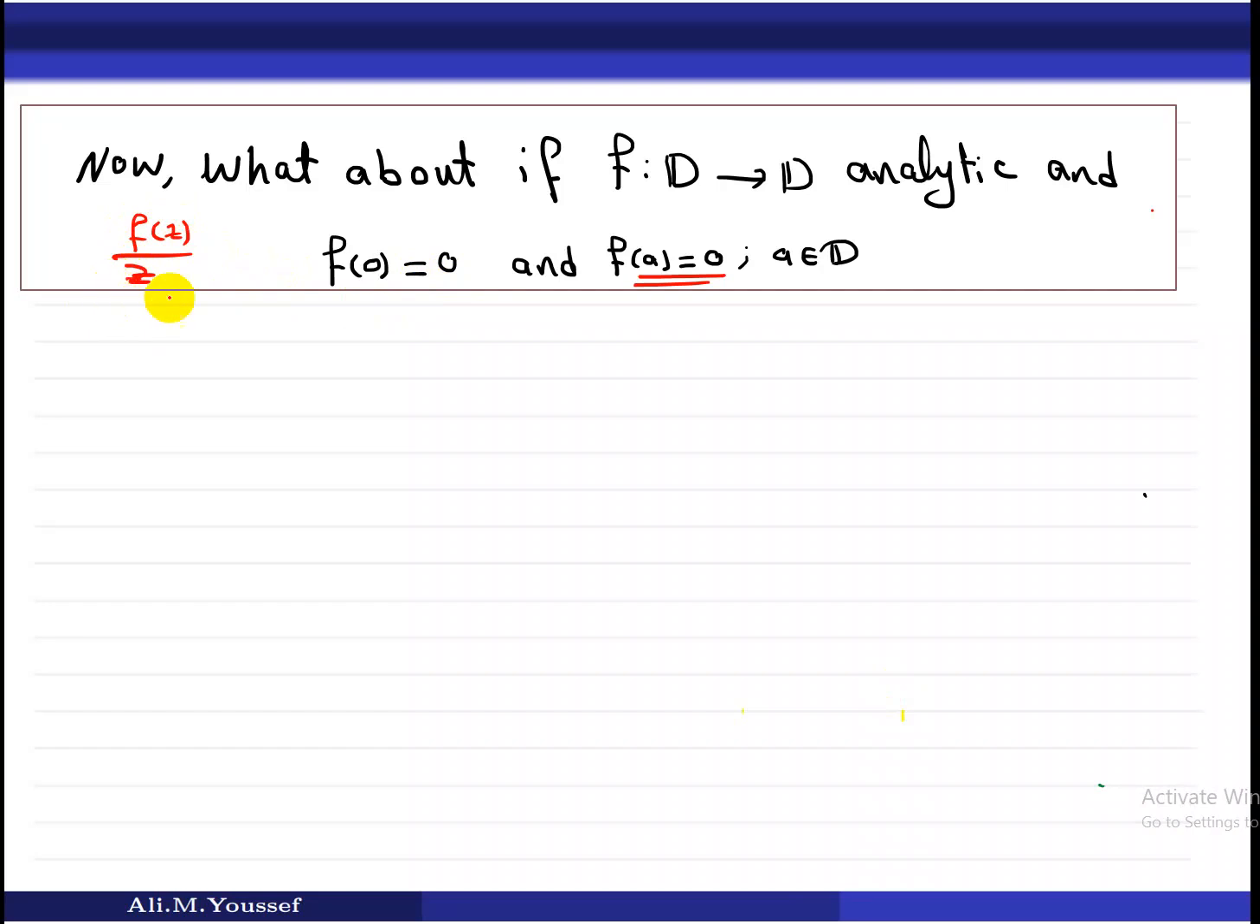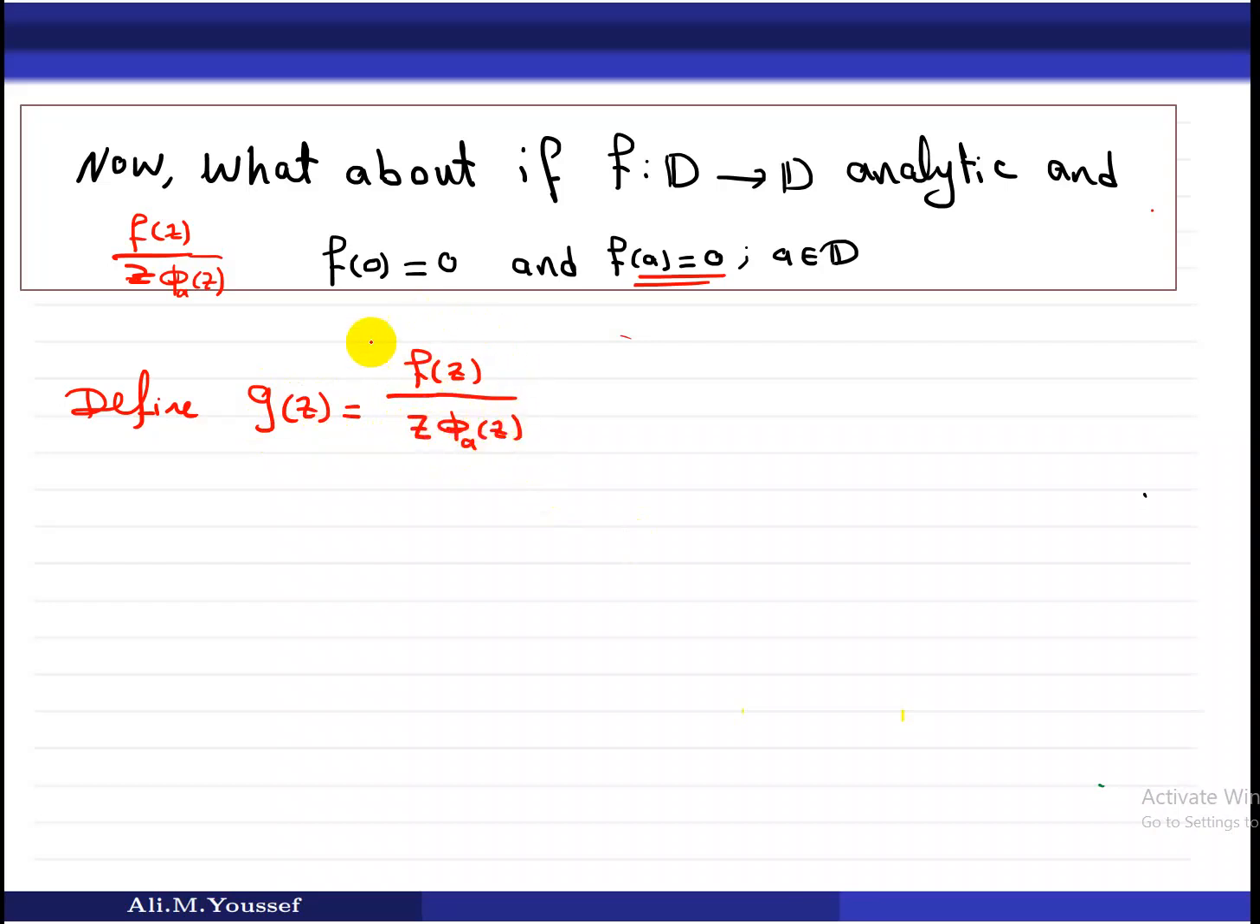But again, we want another part. We want to take a to 0. So here we have to divide by phi a of z. This is our idea. So here, our function on D, so define g of z as f of z over z phi a of z.